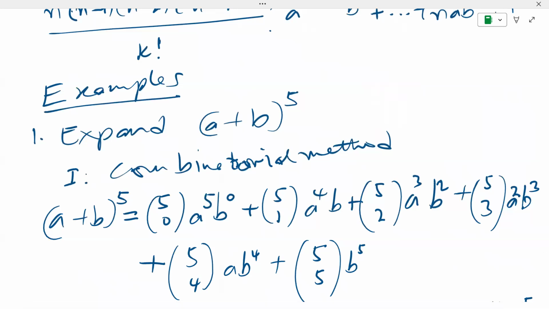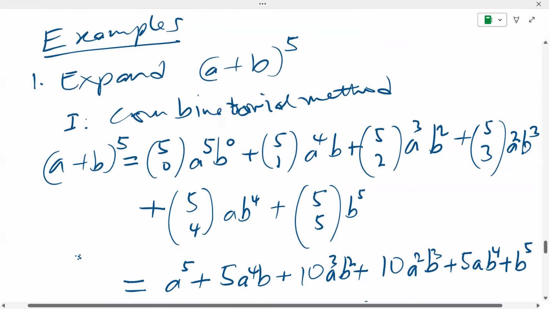So example, expand (a plus b) all raised to the power 5. So we want to use the combinatorial method. So when we do that, (a plus b) raised to the power 5. So we have the combinatorial method, 5C0, a raised to the power 5, b raised to the power 0, plus 5C1, a raised to the power 4, b, plus 5C2, a raised to the power 3, b raised to the power 2, plus 5C3, a raised to the power 2, b raised to the power 3, plus 5C4, a raised to the power 1, b raised to the power 4, plus 5C5, b raised to the power 5.